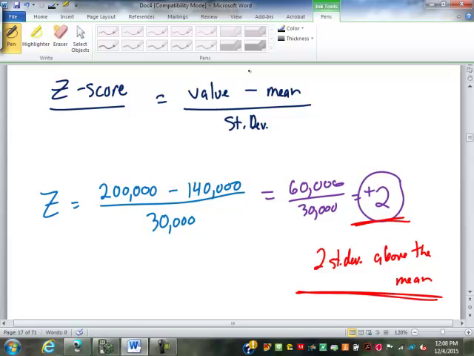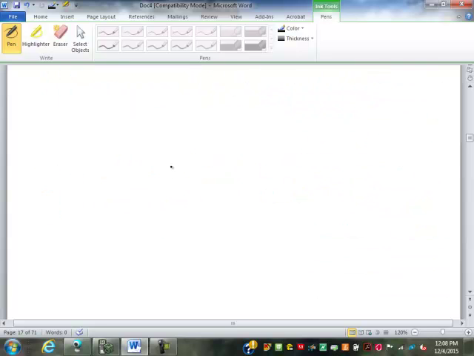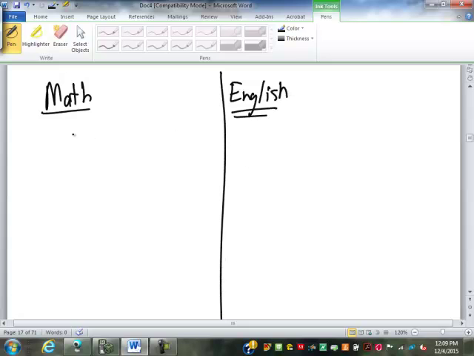Now I look at that and say, okay, that's no better than what we just did with the curve, but it allows us to compare a couple things. Let's say that you're testing to get into school, and you have to take a math test and an English test. And on the math test, you score a 34. On the English test, you score a 38.